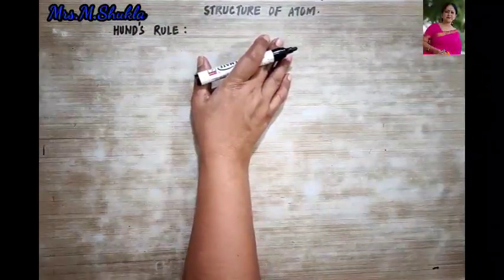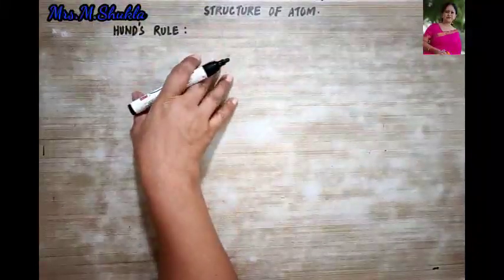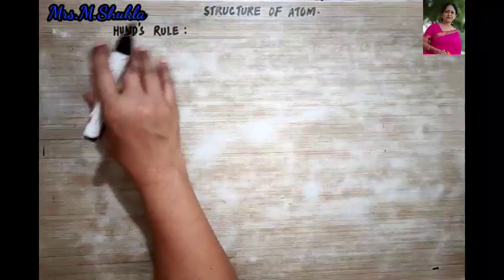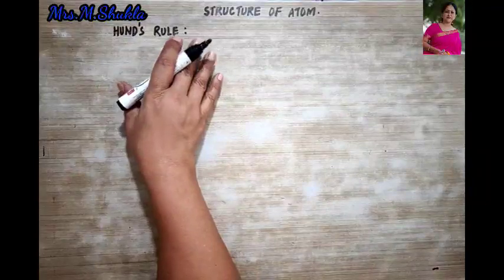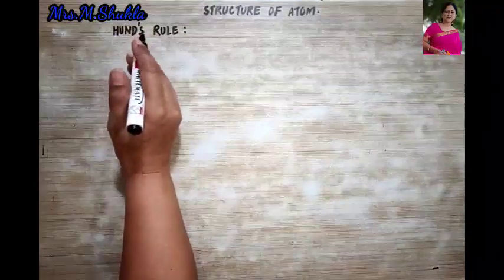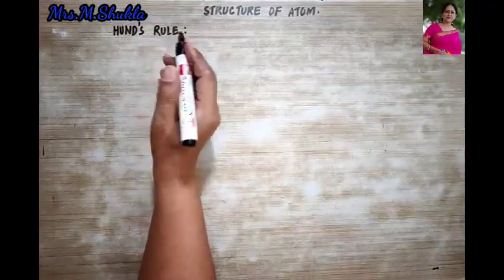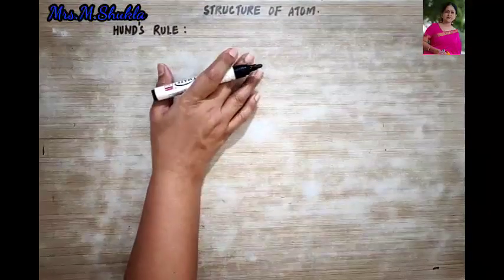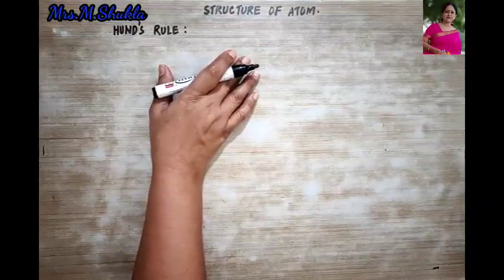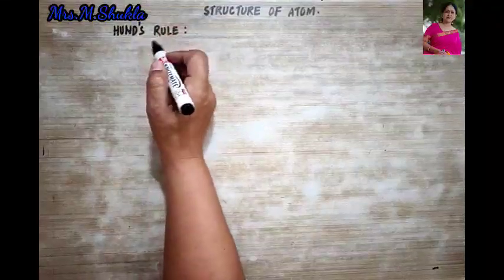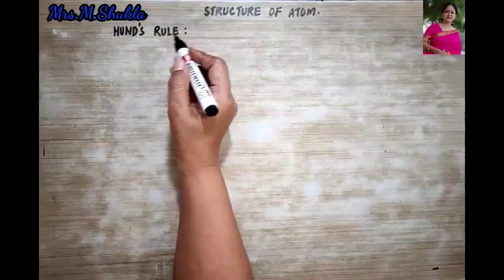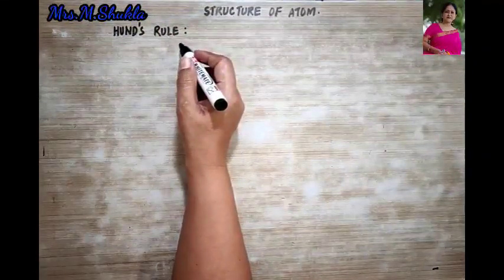So in the last few videos we had done Aufbau's rule. We also have finished Pauli's exclusion principle. Today we are going to discuss what Hund's rule is, and further we are also going to learn today how to do the electronic configuration. So what did Hund state about the electronic configuration?